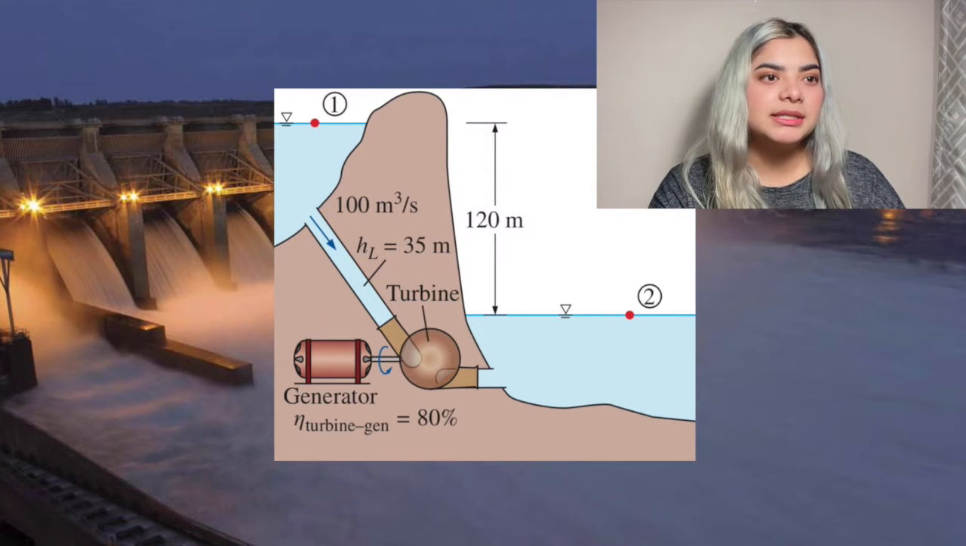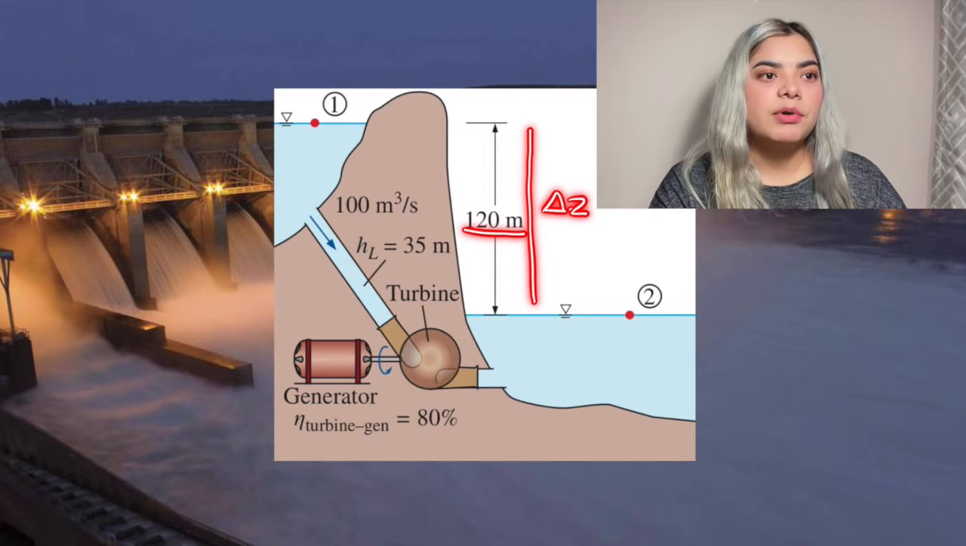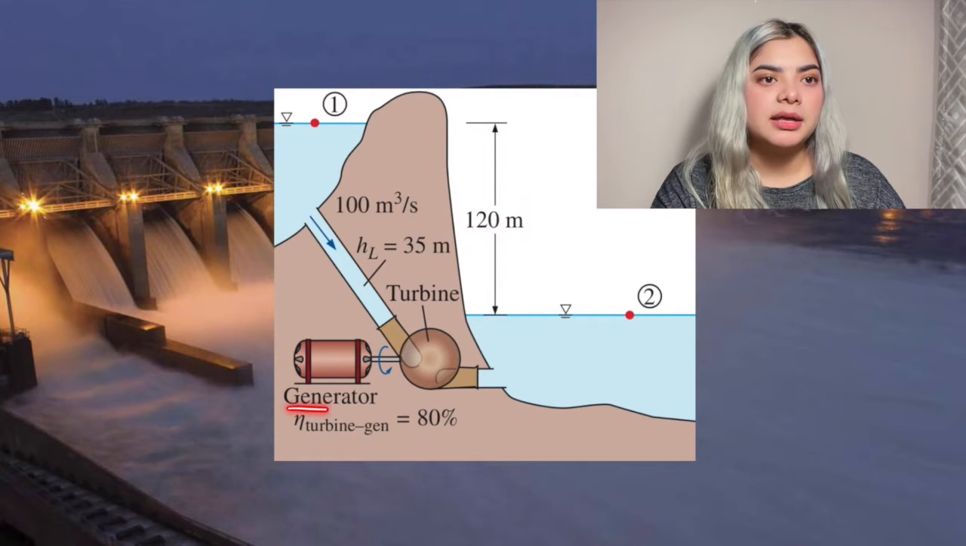The problem says that in a hydroelectric generating plant, 100 cubic meters per second of water flows from an elevation of 120 meters to a turbine, where electrical power is generated. It is determined that the total irreversible loss of load in the pipe system is 35 meters. Then, if the total efficiency of the turbo generator is 80%, estimate the electrical power output.